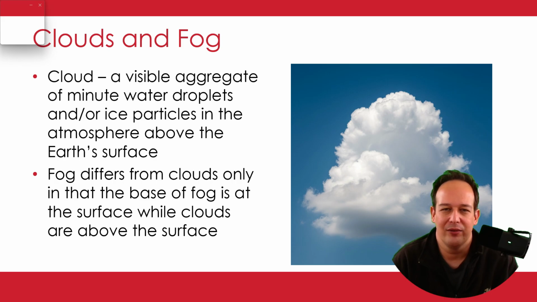All right, so clouds. Clouds, they're pretty and they do stuff. And so, really, all clouds are just visible aggregates of minute water droplets and or ice particles in the atmosphere above the Earth's surface. So, this cloud here is not a gas. It's not water vapor. Water vapor is a gas that's invisible. These are actually liquid water drops that are just really small right next to each other. And then fog, that is a cloud, but it just happens to be on the ground.